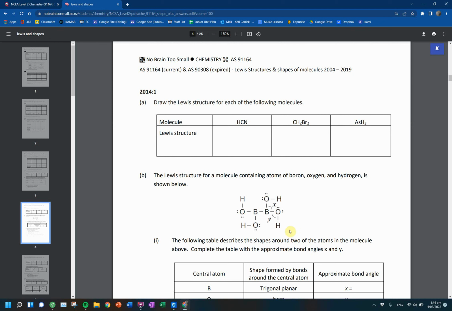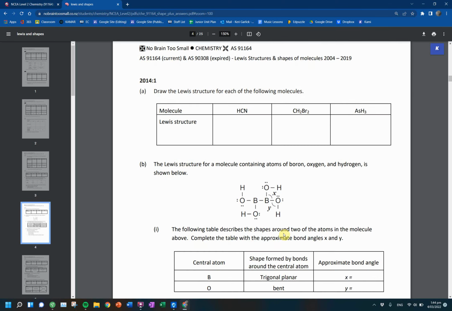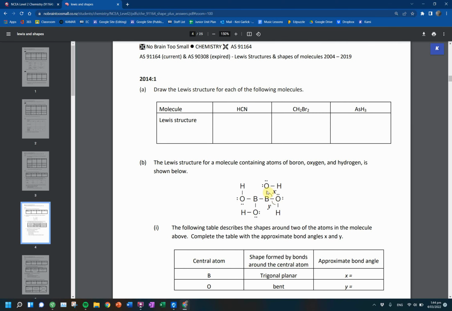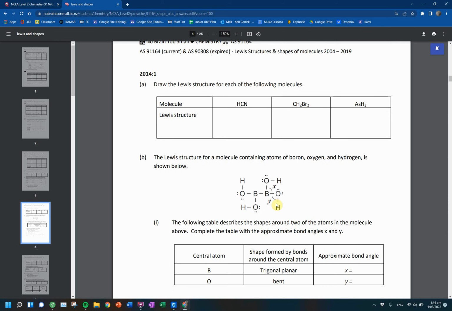Sometimes they are super nasty and they give you a big molecule and they want you to compare and contrast things inside that molecule. So just be mindful they'll label things as X and Y, and what they want you to do is treat it as a section and justify it that way. So don't be thrown off by it. Just treat it exactly the same, as two separate molecules.